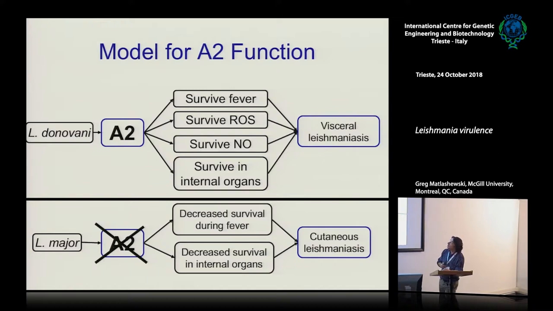So I'll just summarize what we know about A2, is that A2 is required for survival at higher temperature, which is consistent with the fever that you have, specifically with visceral disease. And I'm not showing the data, but it also improves the survival in the presence of reactive oxygen species, nitric oxide, and this is what allows the L. donovani to survive in internal organs. Whereas L. major lost the A2, and it just no longer is able to survive in visceral organs. Now it just survives at the skin, it stays at the skin.